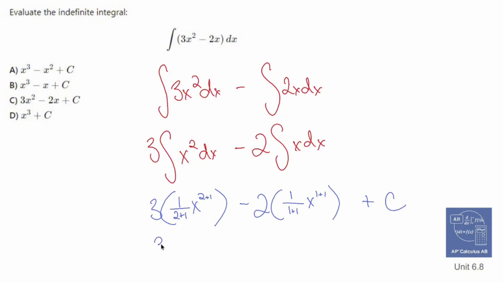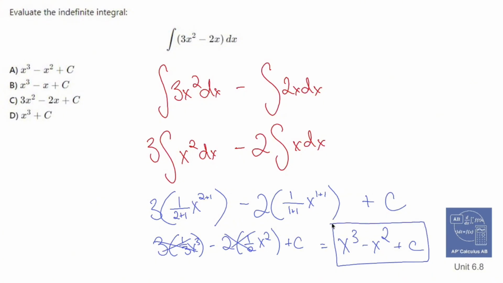Now we simplify 3 times a third, x to the third, minus 2 times a half, x squared. Beautiful things happen. You cancel out, and you're left with x cubed minus x squared plus c. And as you do more of these, you might be able to skip some of these steps, and you'll find out things that are a little bit faster. But right now we're at the very beginning, which is a very good place to start, and we're just making sure we show all of our steps.